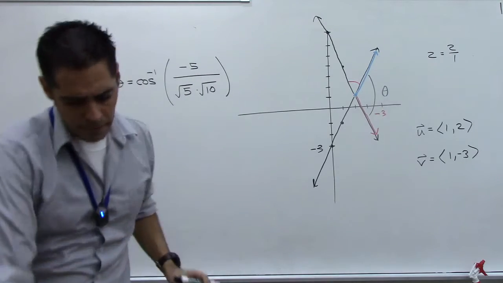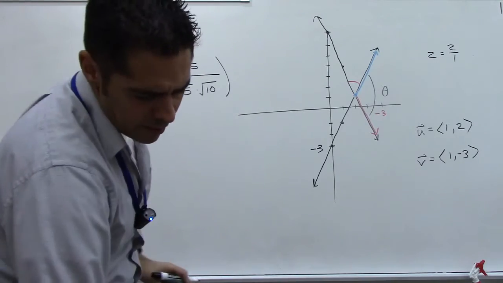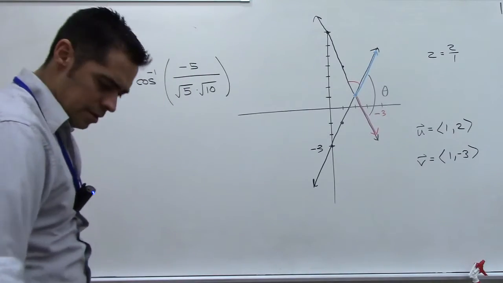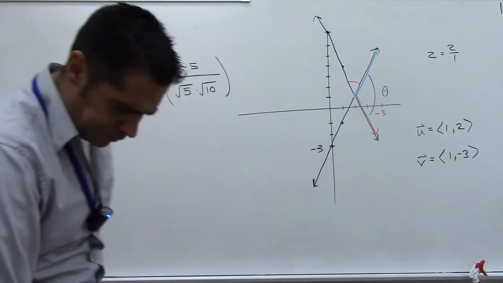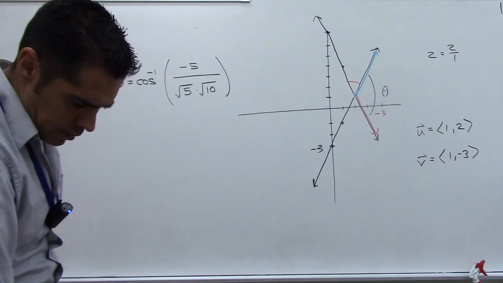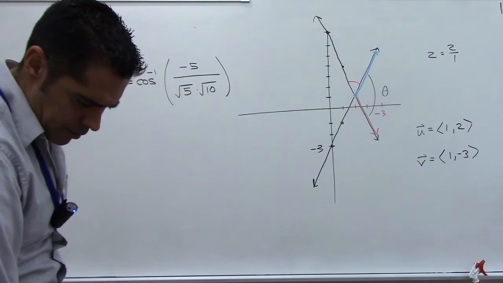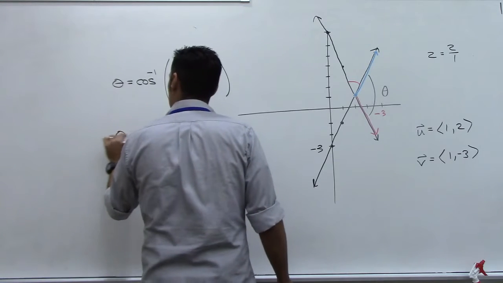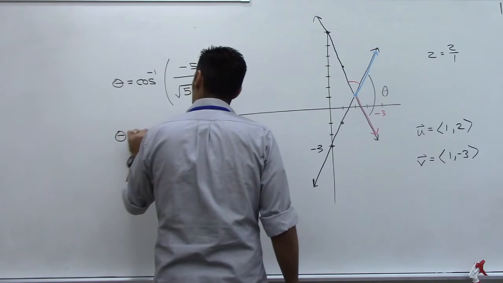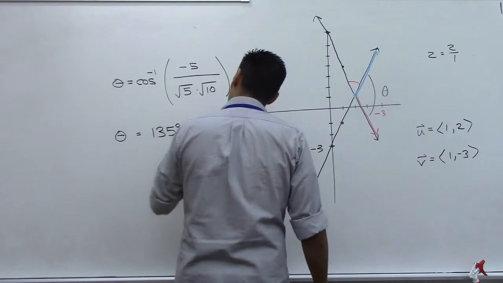And then I get on my calculator and compute that. So let me just take a look here. What number was this? 25? Yeah, that's good. And then if you do this on your calculator, you'll get theta is 135 degrees.